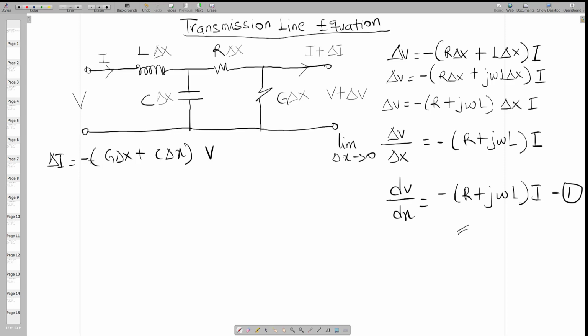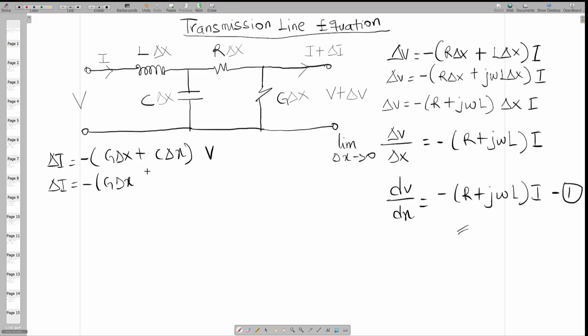And I'll bring my negative sign over here because, as I explained earlier, if I apply a certain voltage here, for example, if this is 5, the voltage that should appear at the output should be less than or equal to 5. It shouldn't be more than 5, right? So that is why I have this negative sign over here. So delta I will be equal to minus G delta X.